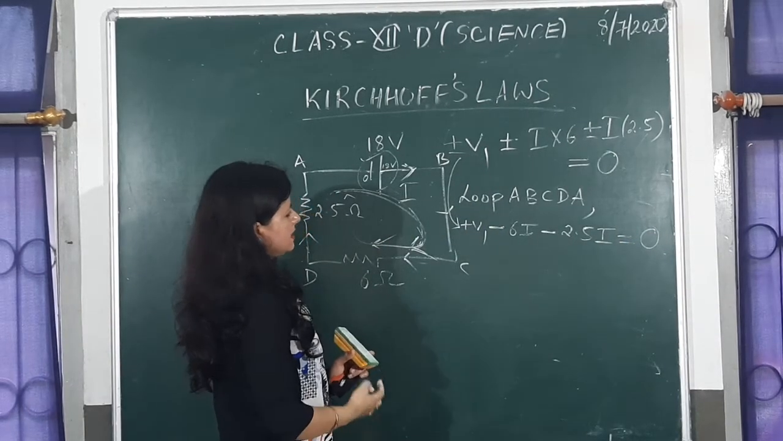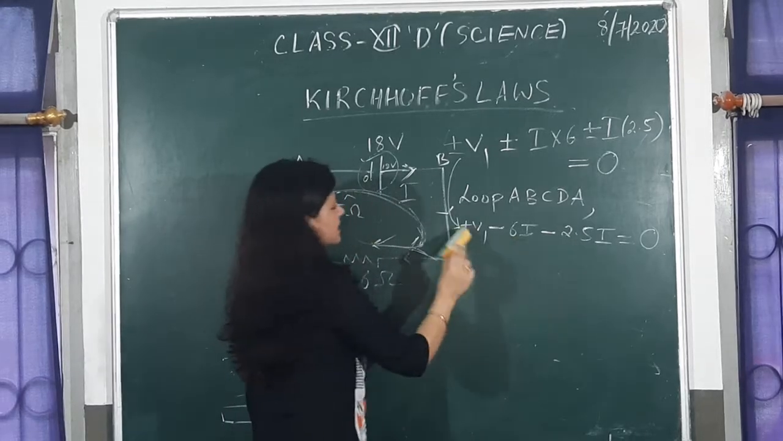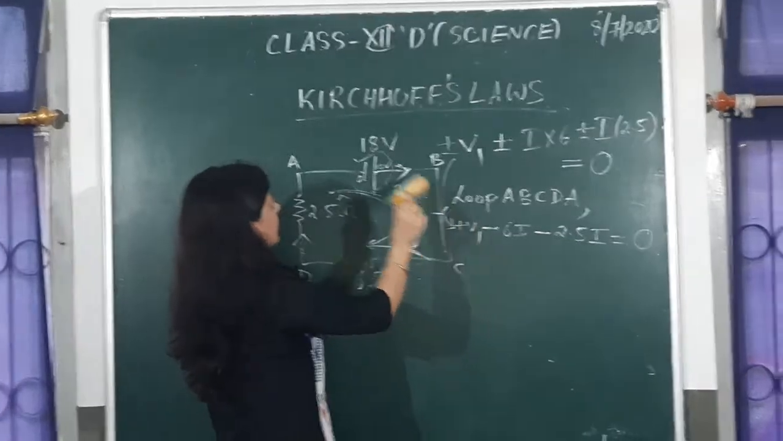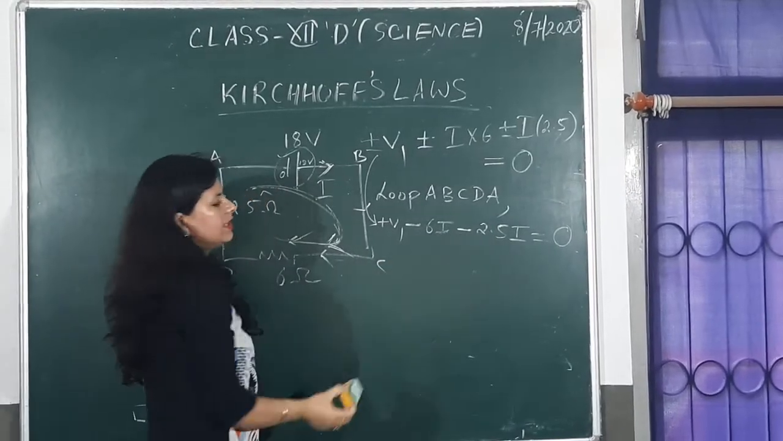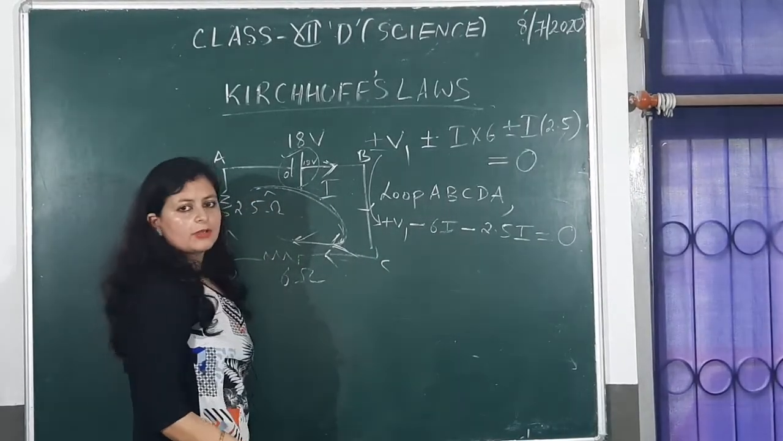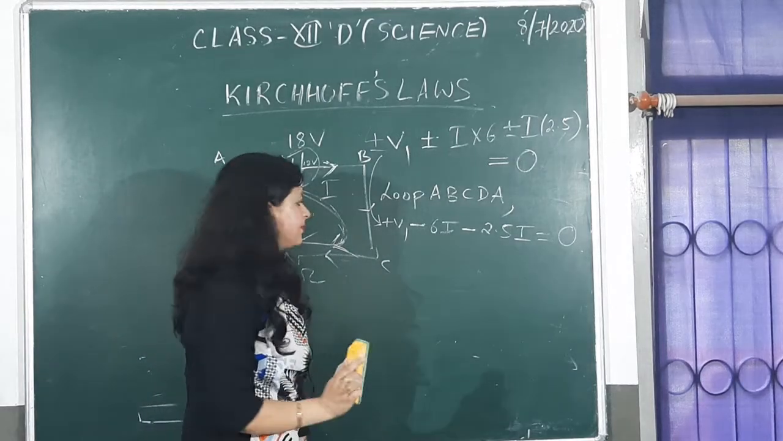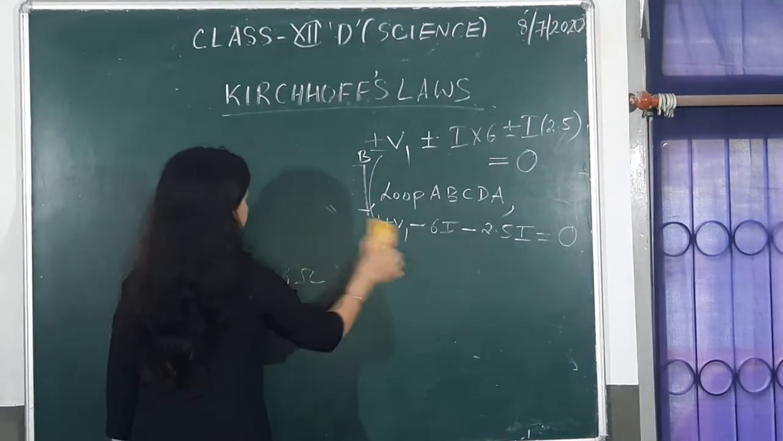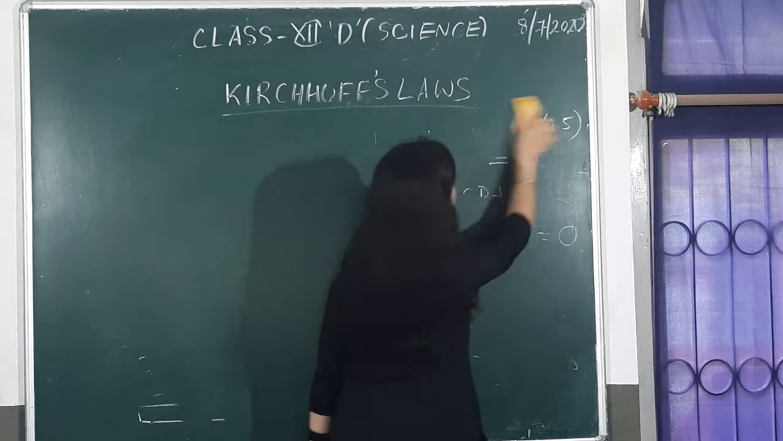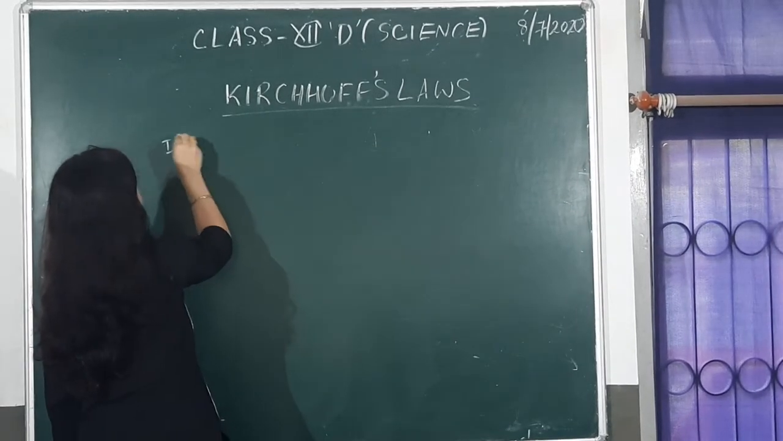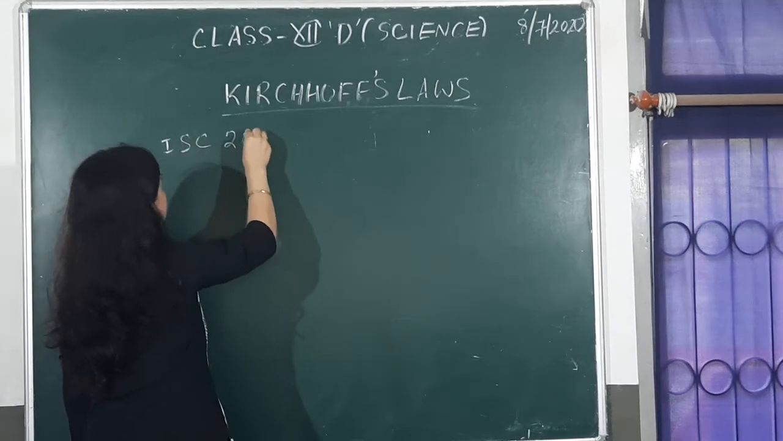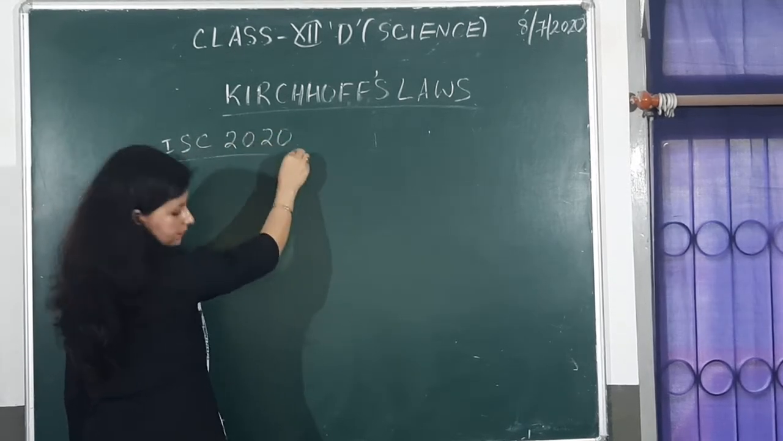Now you can easily find out the value of I here, because everything else is known to you. V1 is 18, the resistances are 6 and 2.5, and the only thing unknown here is I. Now this is a very simple circuit, maybe asked for 1 mark in the examination. But if we talk about 3 marks, let me solve the question from the ISC 2020 paper for you.